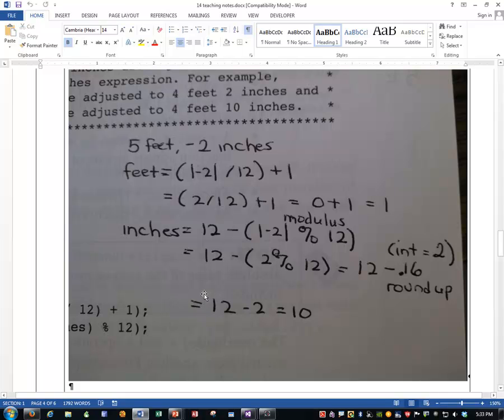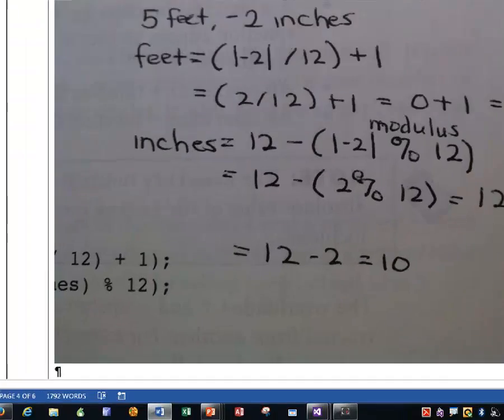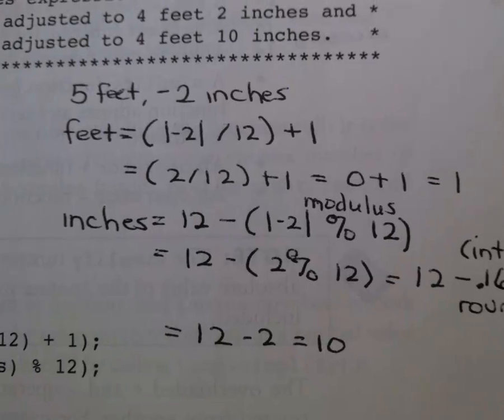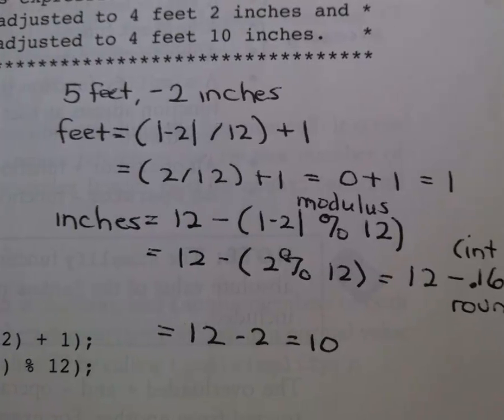I wonder if I should zoom in a little bit. I don't know, maybe that's too much. We'll see. I want it to be big enough for you to read. So the way you write it is, you take the absolute value of the minus 2 inches and divide that by 12 and add 1. That's a formula. We'll go back and look in a second. So it would be 2 divided by 12 plus 1, which is 0 plus 1, which is 1. So you'd have 1 foot there to change.